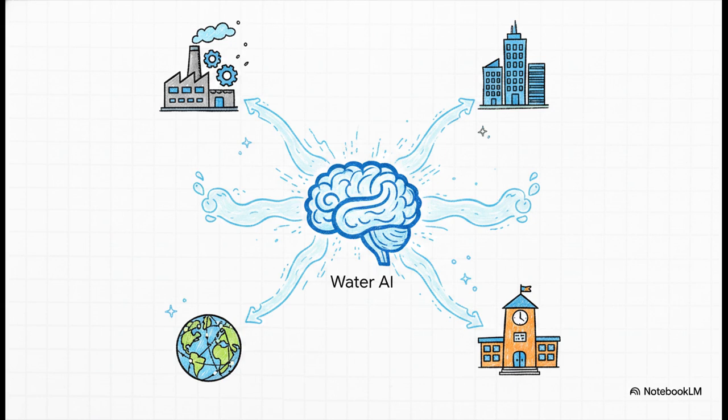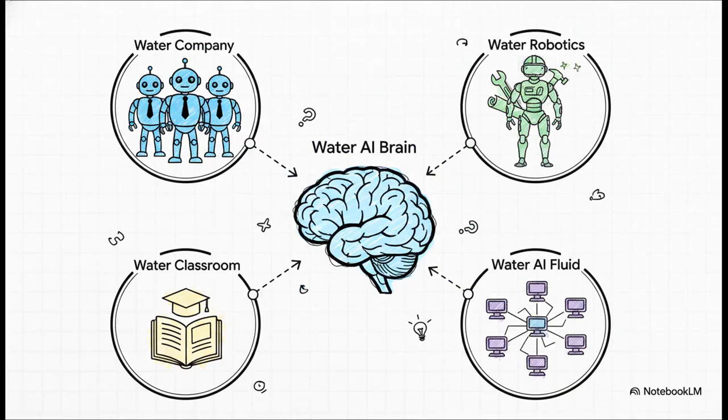All right, so if Water AI is the brain, what exactly is the body? This core intelligence doesn't just sit in a void. It's the central engine orchestrating a massive, interconnected ecosystem designed to fundamentally reshape global industries from the ground up. And this ecosystem is sprawling.